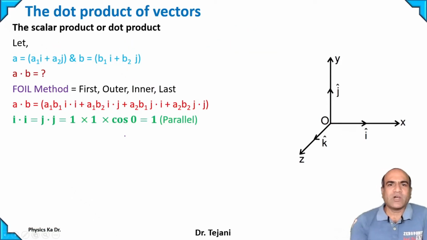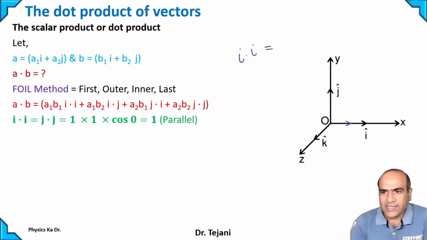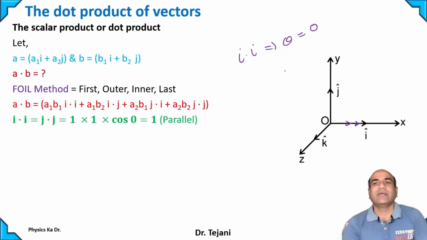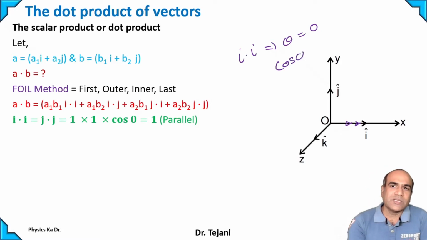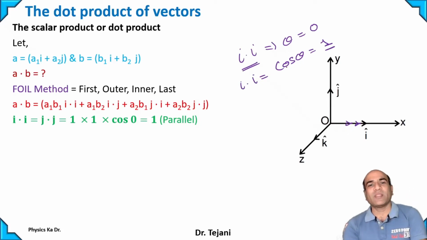Now, when we talk about I dot I, what does that mean? This is I along the x-axis, another I along the x-axis. So therefore, theta is equal to 0. And we know that cos theta, when it is 0, becomes 1. That means I dot I becomes 1.